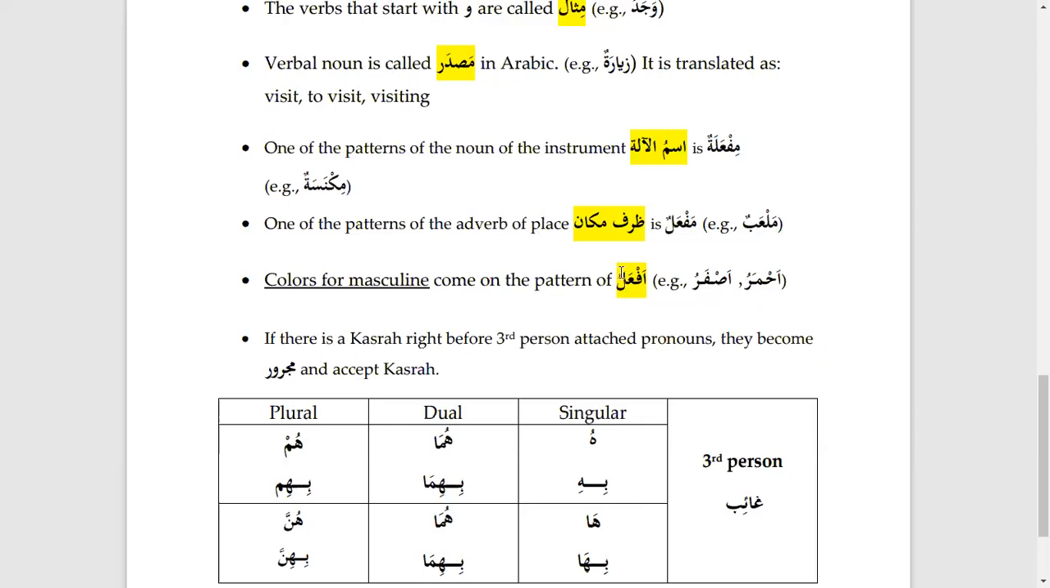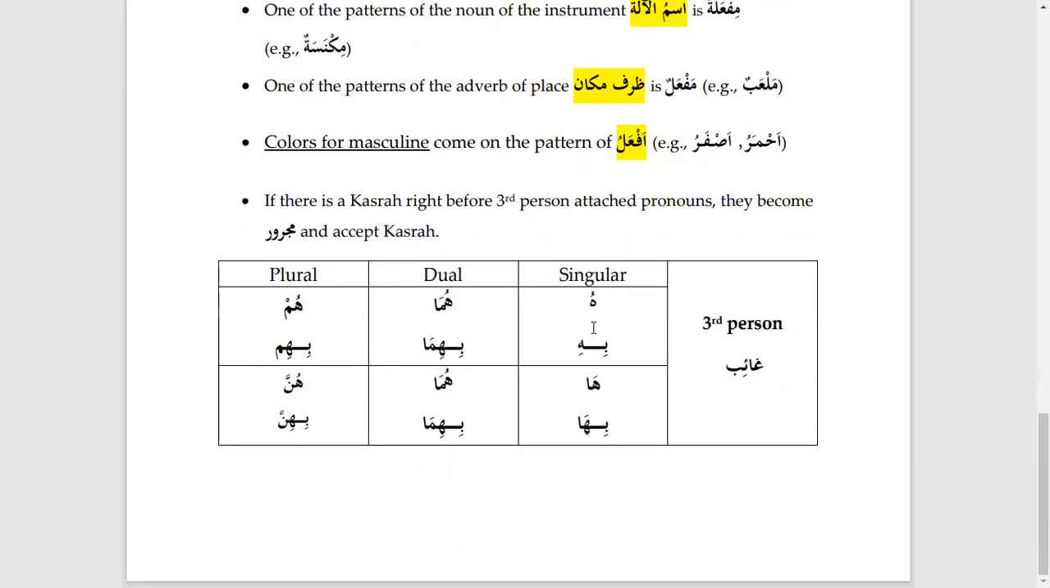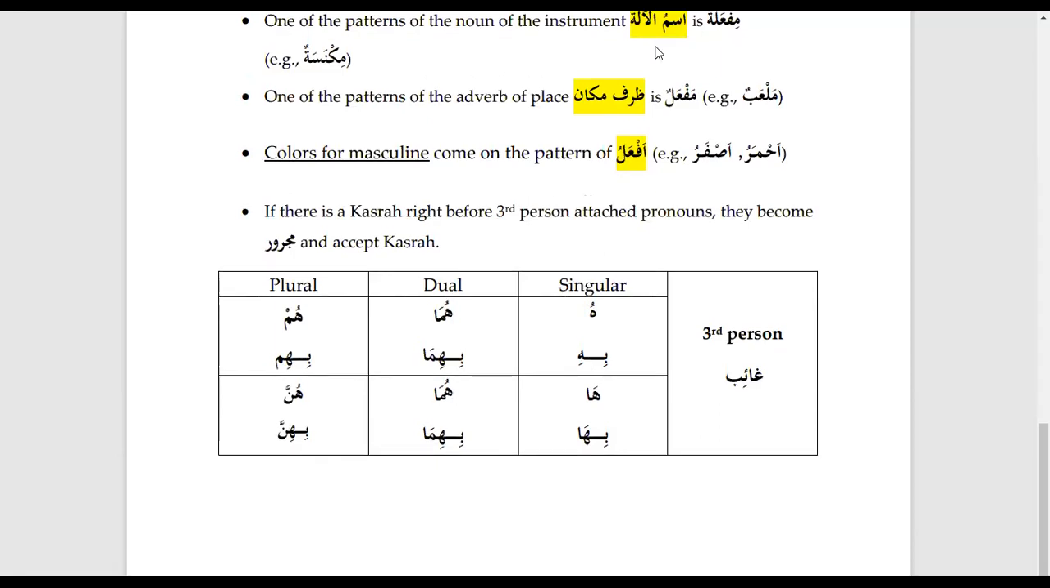These are the 2 points that we did not discuss yesterday. And this one we discussed: hu, huma, hum, ha, huma, hunna, if there is a kasra right before them, then they will be changed into kasra as well. For example, bihi, bihima, bihim, biha, bihima, and bihinna. So inshallah, based on these points, we can do our lessons now.